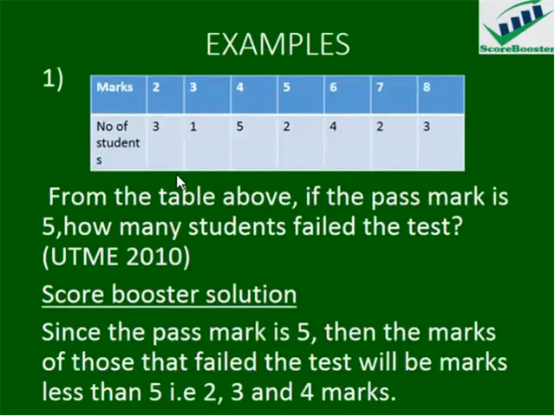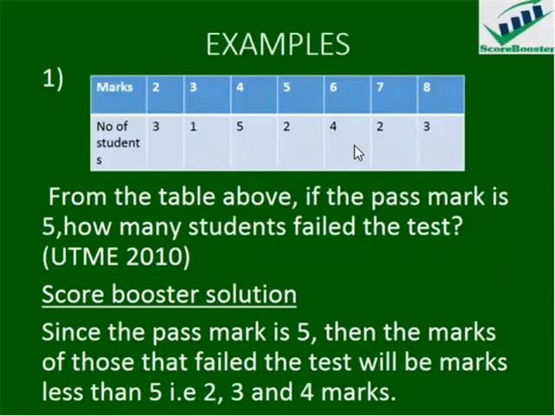So example 1. In the first example, we are given a table, the marks of some students. So 2 marks, 3 people had 2 marks. If you read the table, this row is for mark, and this row is for the number of students that has this mark. 3 students had 2 marks, a single student had 3 marks, 5 students had 4 marks, 2 students had 5 marks, 4 students had 6 marks, 2 students had 7 marks, and 3 students had 8 marks.